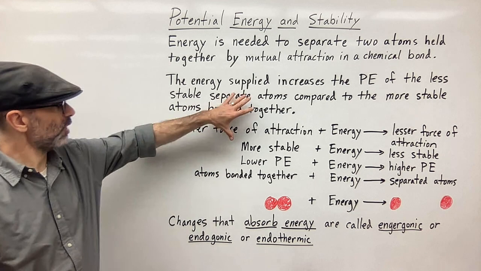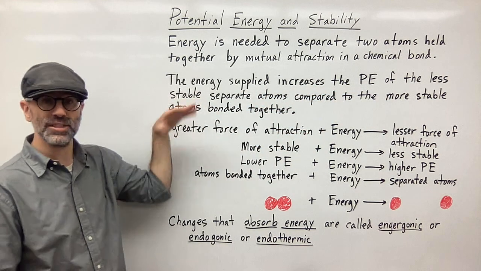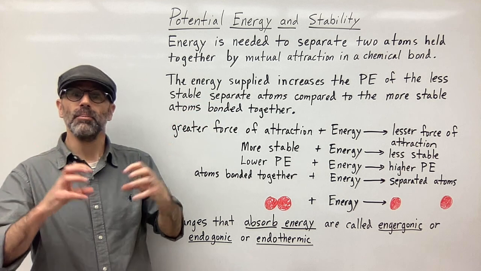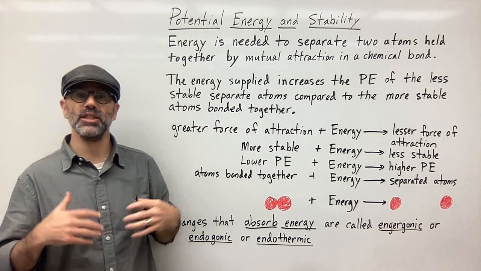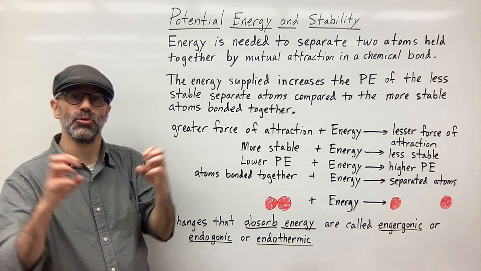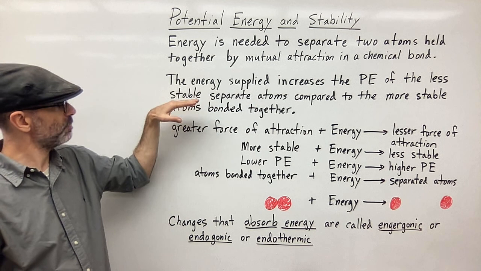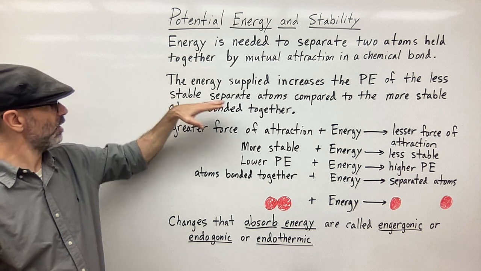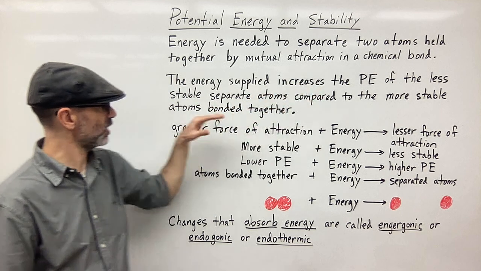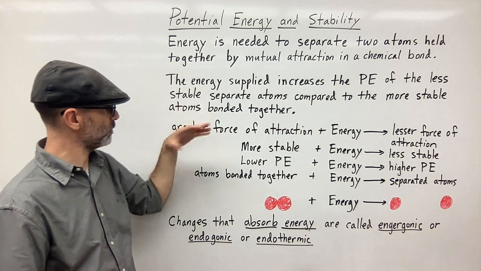So the energy supplied increases the potential energy of the less stable separated atoms, right? So again, remember, less stable means higher potential energy. More potential energy means more capacity to do work. And they'll do that work in order to come back to a stable state or a more stable state. So the energy is supplied to increase the potential energy of the less stable separate atoms compared to the more stable atoms that are bonded together.